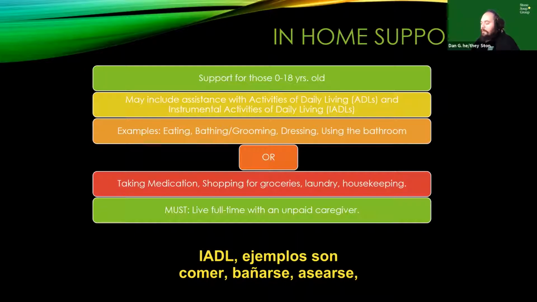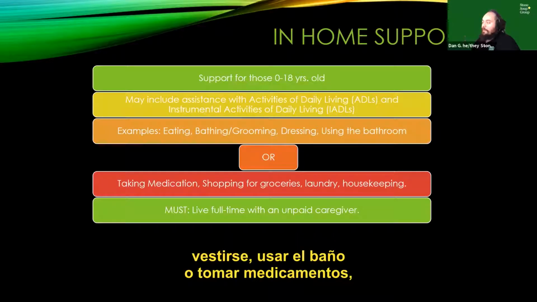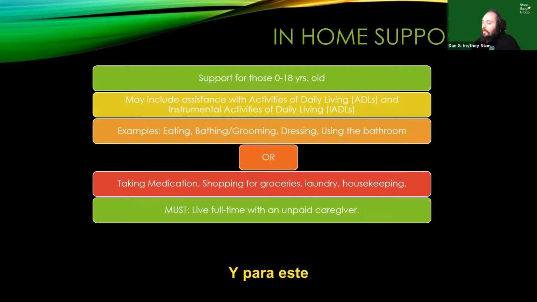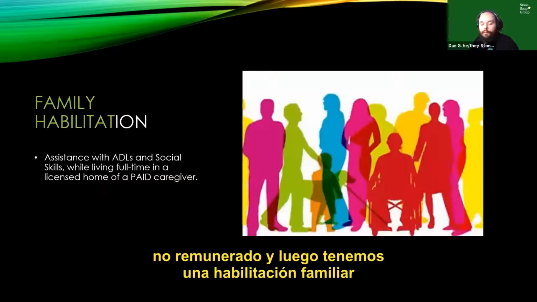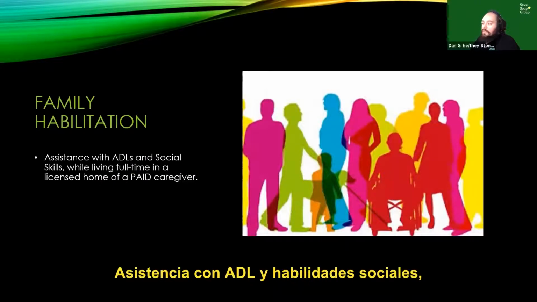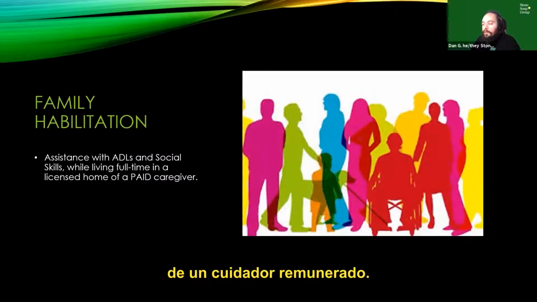Examples are eating, bathing, grooming, dressing, using the restroom, or taking medication, shopping for groceries, laundry, and housekeeping. And for this one, a person must live full-time with an unpaid caregiver. And then we have family habilitation or family hab, assistance with ADLs and social skills while living full-time in a licensed home of a paid caregiver.